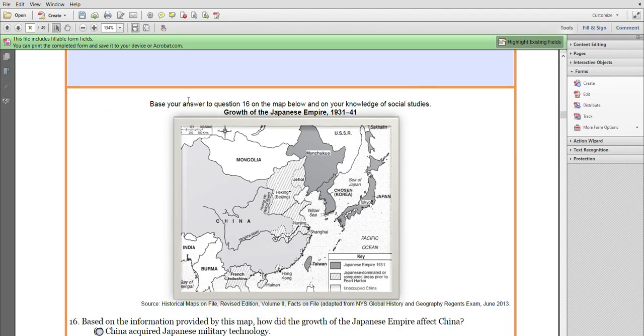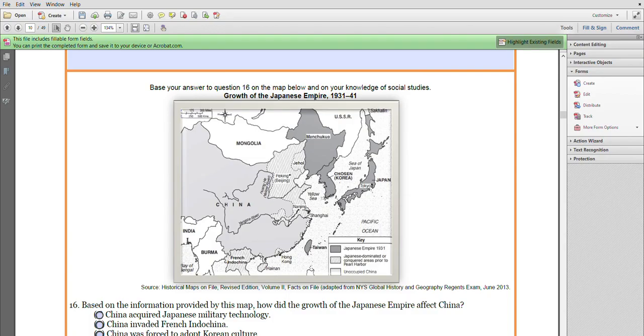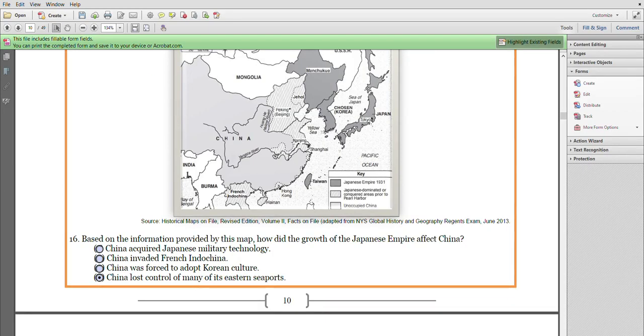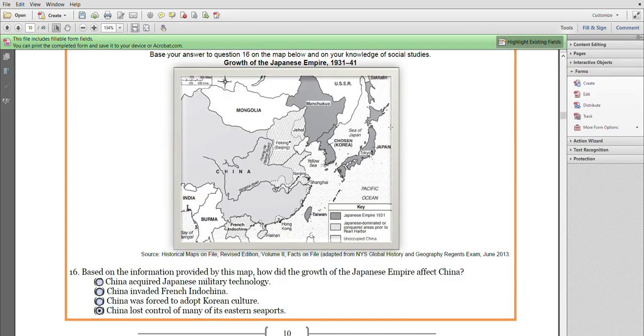We're going to base our answer to question 16 on the map below and on our knowledge of social studies. Growth of the Japanese Empire between 1931 and 1941. So here you see this is Japan and the Japanese Empire. The ones with the lines are Japanese dominated or conquered areas prior to Pearl Harbor. So you can see all the land in China and French Indochina, Hainan here, that the Japanese took over before they attacked Pearl Harbor. And this is unoccupied China.